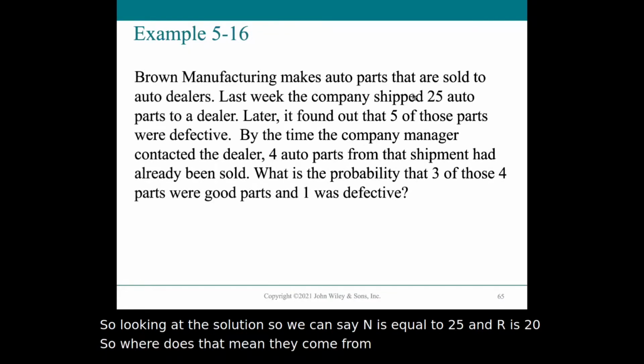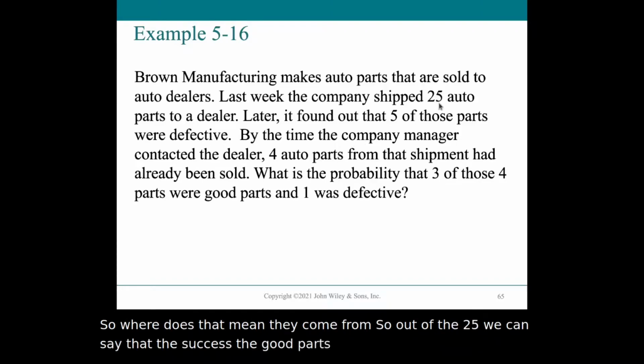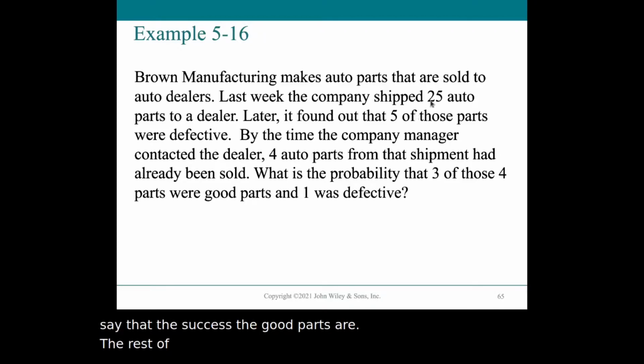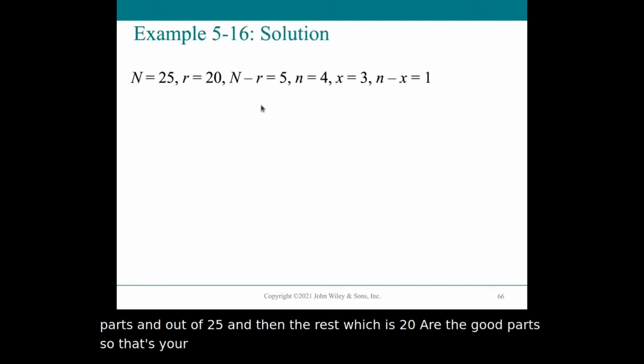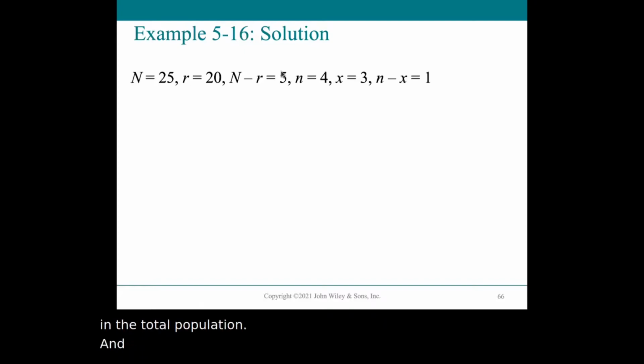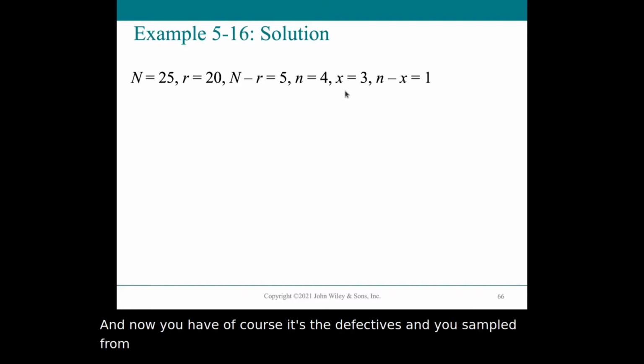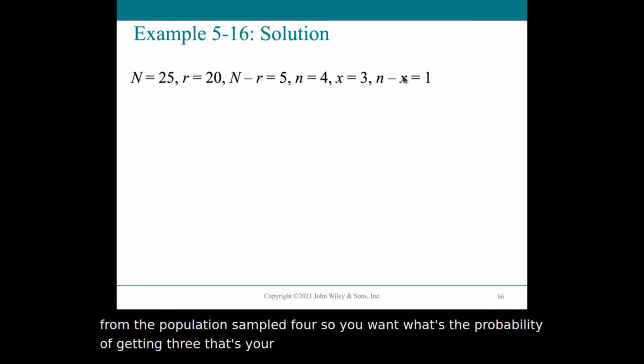So out of the 25, we can say that the successes, the good parts, are the remaining 20. So we have 5 failed or defective parts out of 25, and then the rest, which is 20, are the good parts. So that's your desired outcome, the r, the good parts in the total population. And now you have, of course, the defectives, and you sampled 4 from the population. So what's the probability of getting 3? That's your x, 3 good parts and 1 bad part.